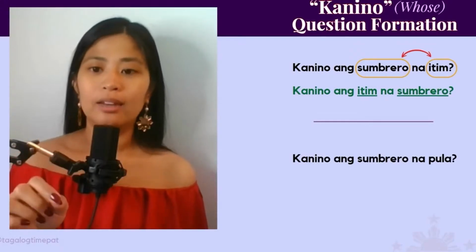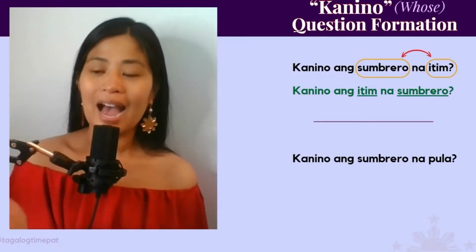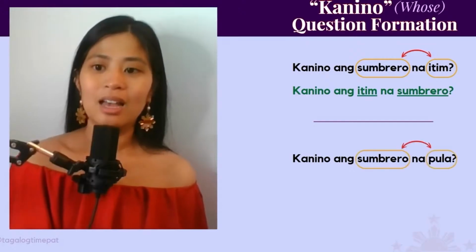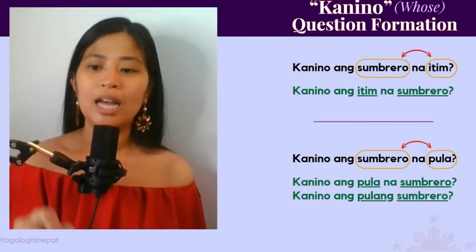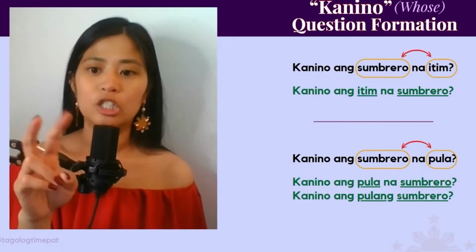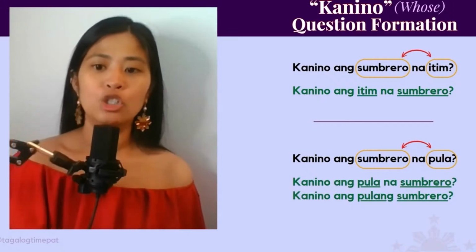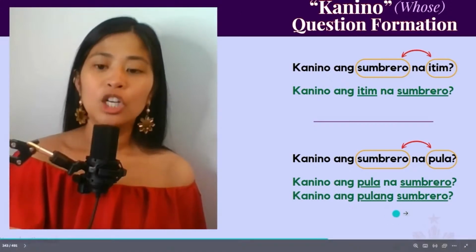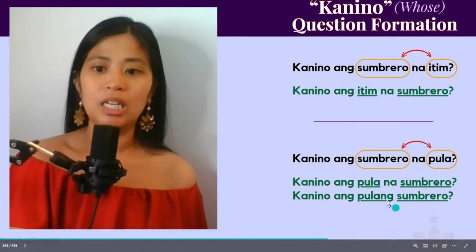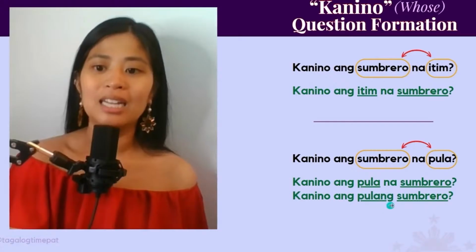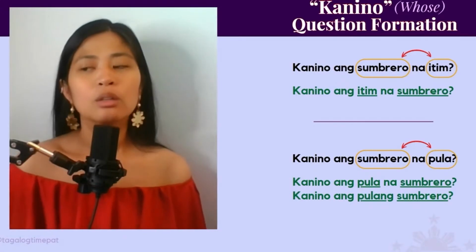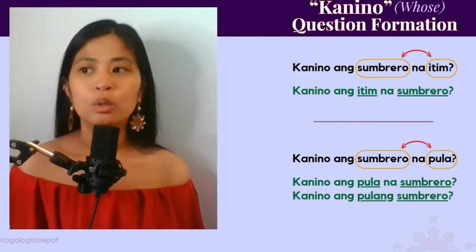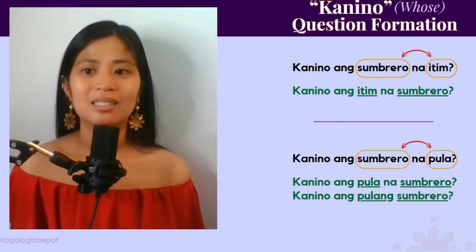Pula means red. So whose red hat is this? You can switch it up and it could be "kanino ang pula na sombrero." So we just switched it. But I want to show you that when you switch it, you can make a contraction, meaning you can put pula and na together. And now it would be "kanino ang pulang sombrero?" Whose red hat is this?